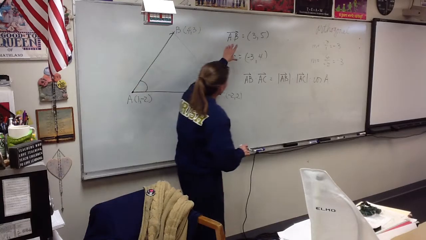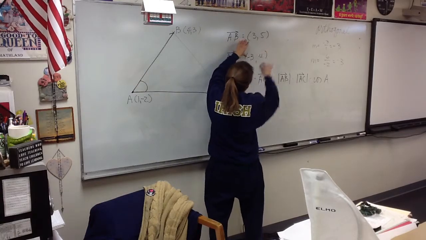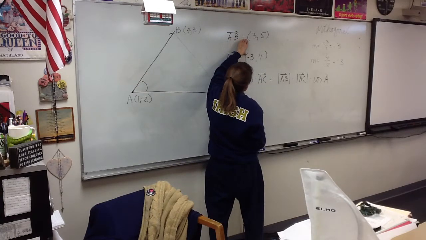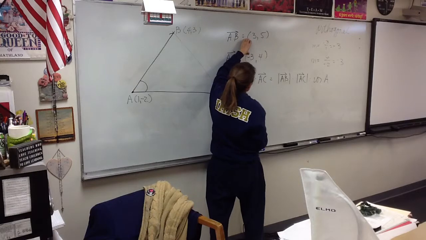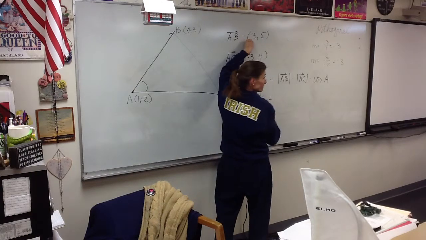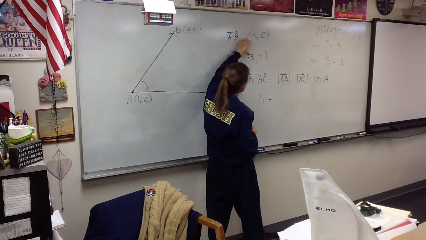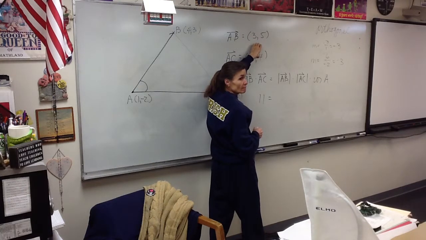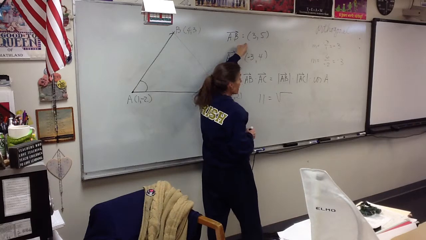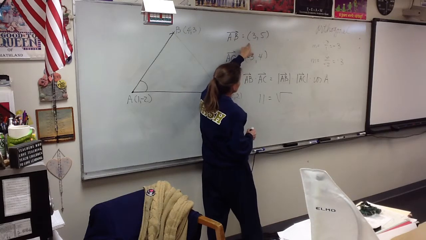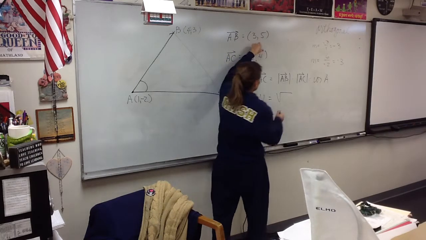So what's the dot product of these two vectors? What do I get here? The dot product is 11, right? -9 plus 20. Okay, what's the magnitude of our first vector? It's going to be a radical. Root 34.